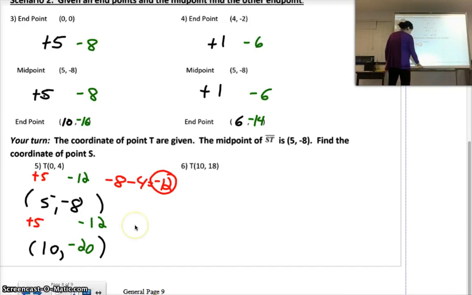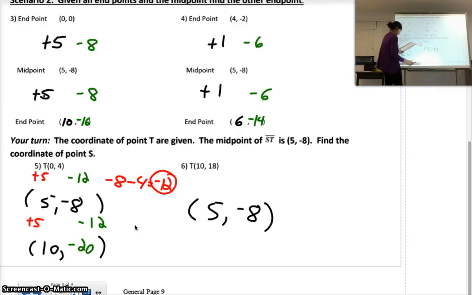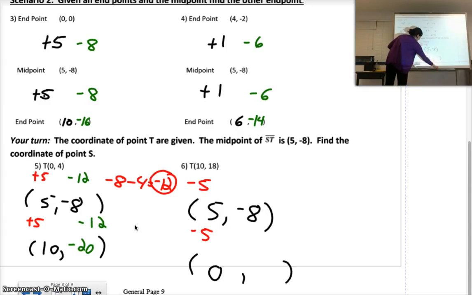Okay, and then for the last one, you should have set it up like this. Again, the same midpoint, 5, comma, negative 8. So the change here, minus 5, minus 5. That's going to give you another endpoint of 0. And then over here, this one was a little more difficult. This is minus 26, which is going to give you your y coordinate of your other endpoint.